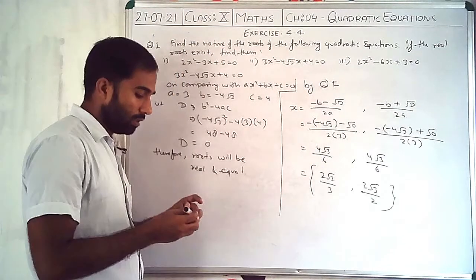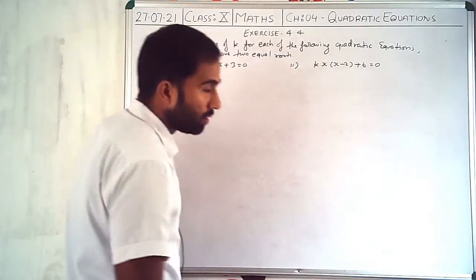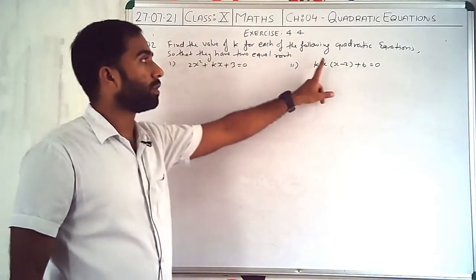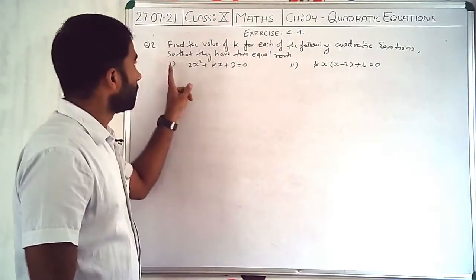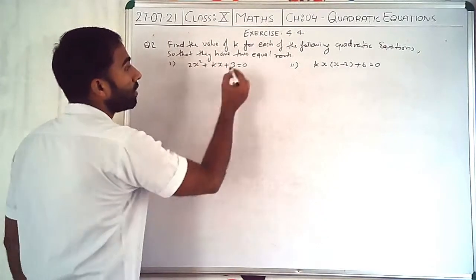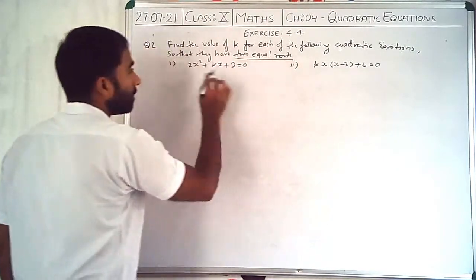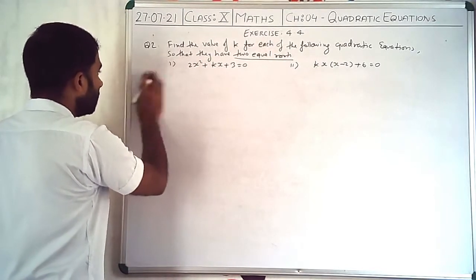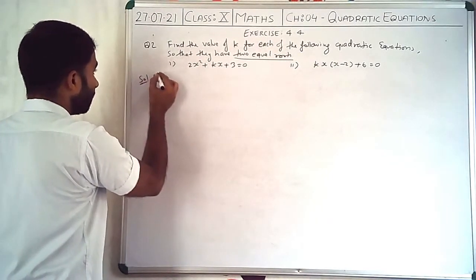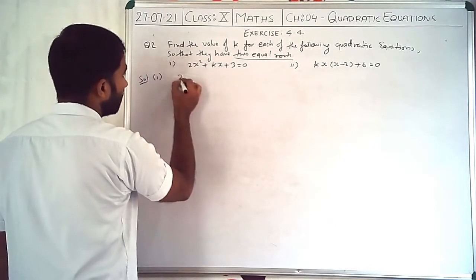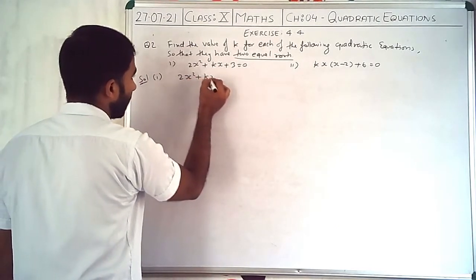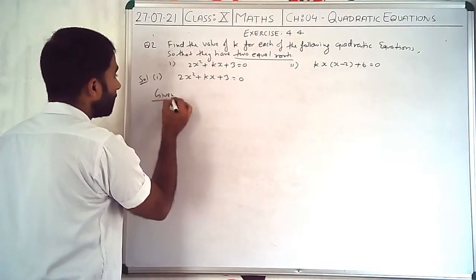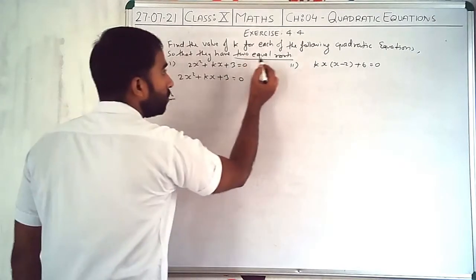Come to the second question. Now the question is: find the value of k for each of the following quadratic equations so that they have two equal roots. There are two parts of this question, so let's start the solution. Solution of the first part. The first part is 2x square plus kx plus 3 is equal to 0, and we can write here in the given format, two equal roots.